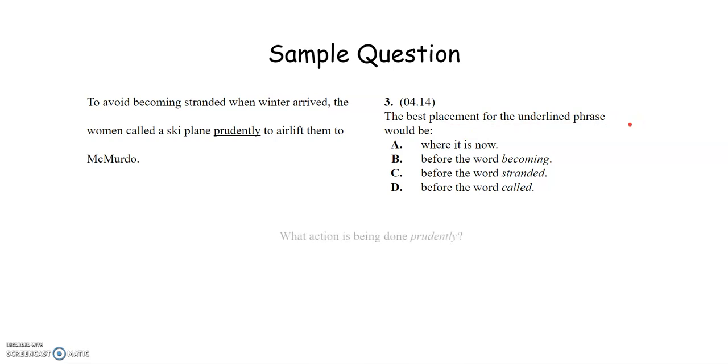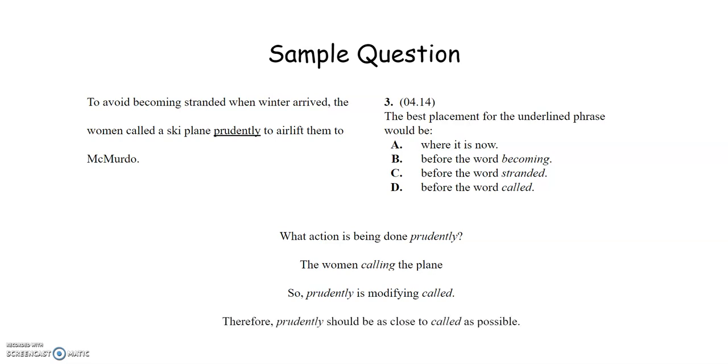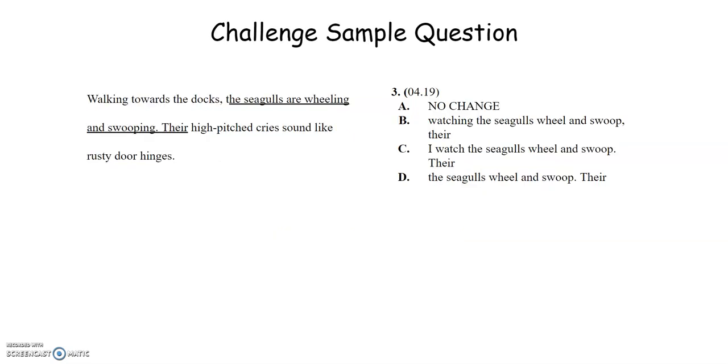So first let's identify what is being done prudently. We know prudently is our modifier. What is being done prudently? The answer is the manner in which the women called the plane. In other words, the word called is being done prudently. So what we want to do is get prudently as close to that called as possible. The answer choice that does this for us is answer choice D, because it puts prudently right next to called, which is the entire goal of modifier questions.